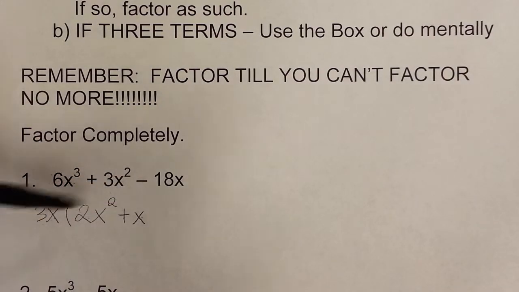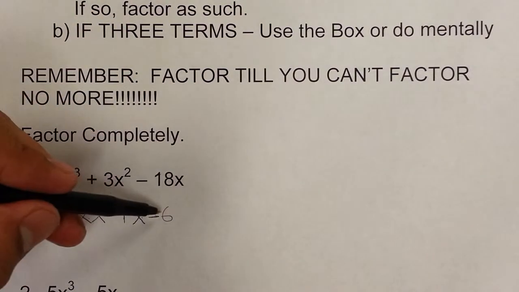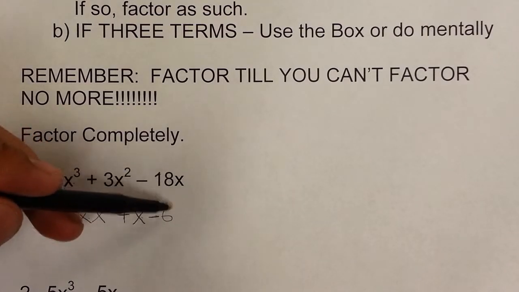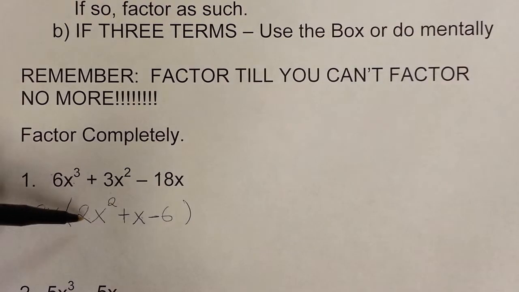Now, what times 3 would give us negative 18? In this case, negative 6. Negative 18 divided by 3 is negative 6. And then, what times x gives us x? Well, that's 1. Negative 6 times 1 is still fine. So now we've got a trinomial.